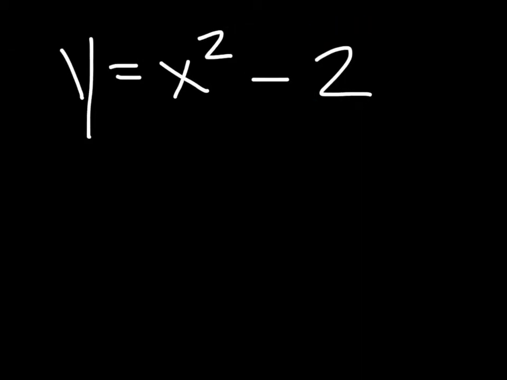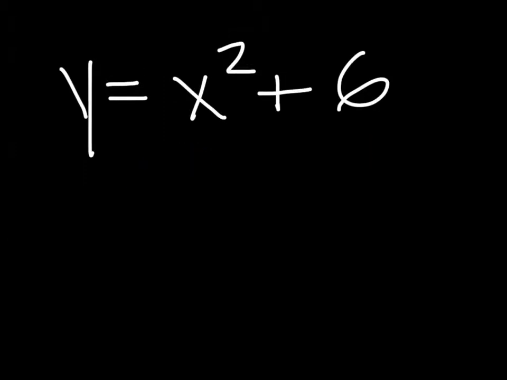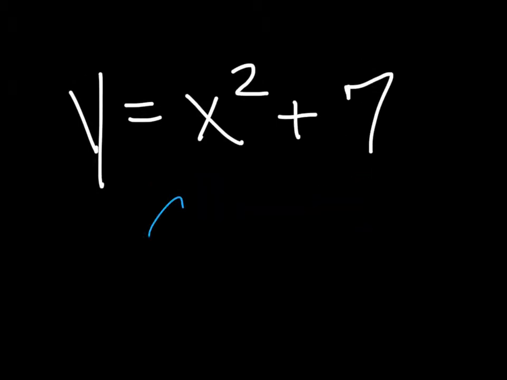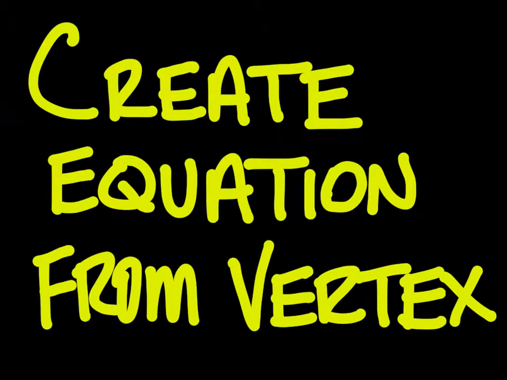What is the vertex in this one? 0, negative 2. What's this one? 0, 6. What's this one? 0, negative 5. 0, 7. All right, now we're going to go backwards.